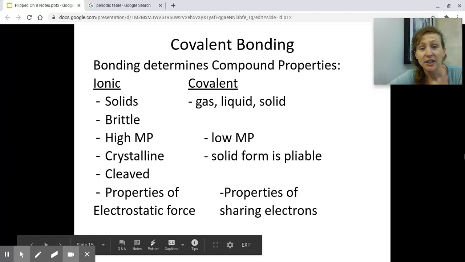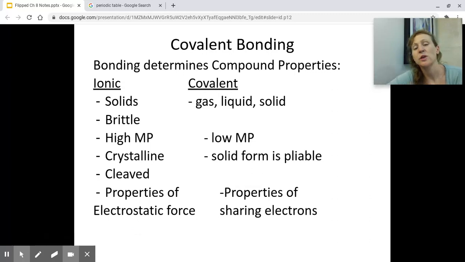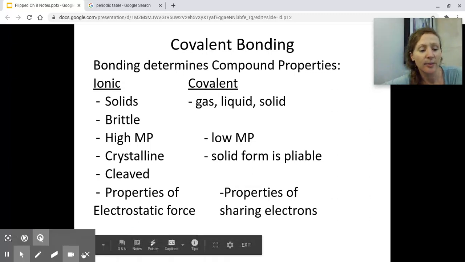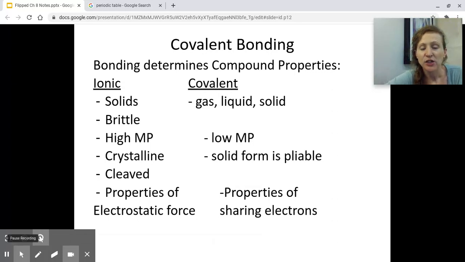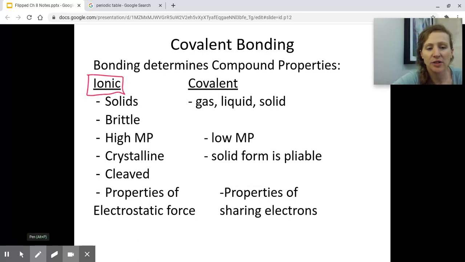All right, covalent bonding. Let's switch gears here and talk about covalent bonding. All right, what kind of properties do covalent bonds have? So ionic compounds have very specific properties about them. Ionic compounds are all solids. They're all very brittle, which means if you hit them with a hammer, they shatter. They all have very high melting points, so they tend to be found as solids. They're really only going to melt in a volcano.